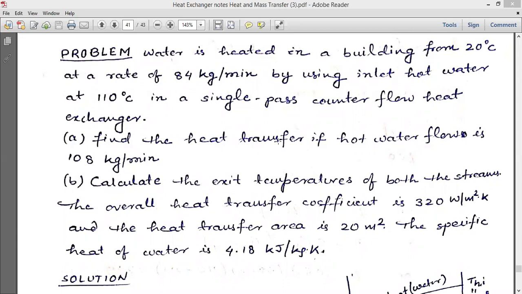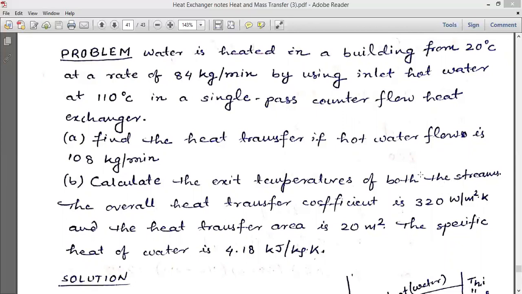The first, what is the problem given? The problem says that water is heated in a building from 20 degrees centigrade at a rate of 84 kg per minute by using inlet hot water at 110 degrees centigrade in a single pass counterflow heat exchanger. Find the heat transfer if hot water flows at 110 kg per minute. Calculate the exit temperatures of both the streams.